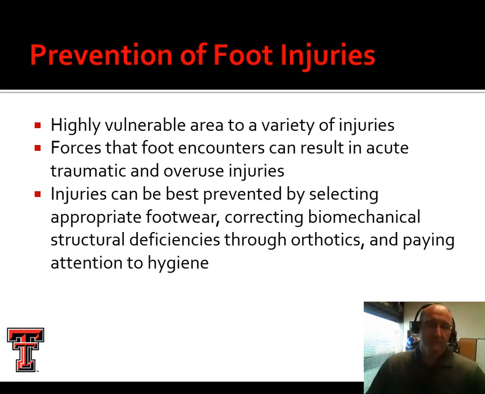So the balance here between acute injuries and overuse injuries is pretty similar. One's not necessarily more likely than the other. It just kind of depends on the athlete, depends on the sport.